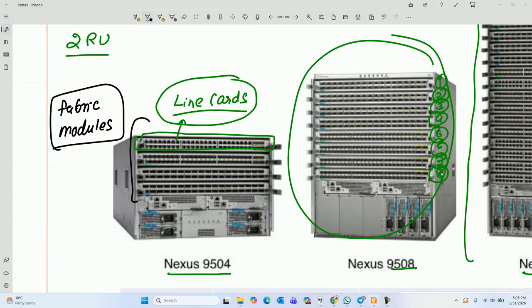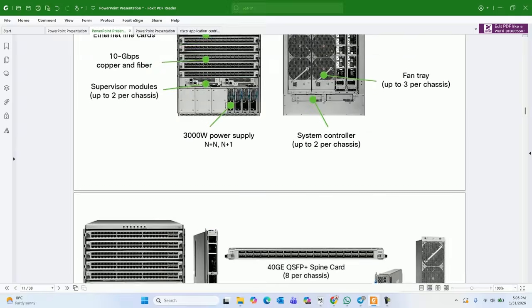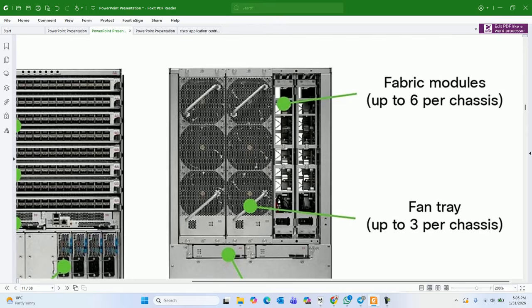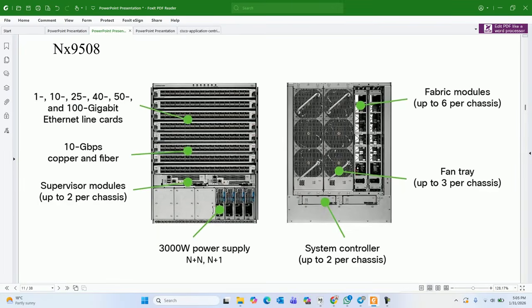I think we have the fabric module here. How does it look? Just a second. Yes, do you see it here? This is the fabric modules. I'll be sharing it. No worries.